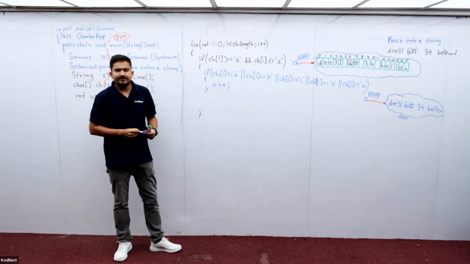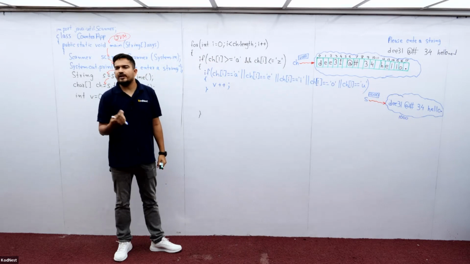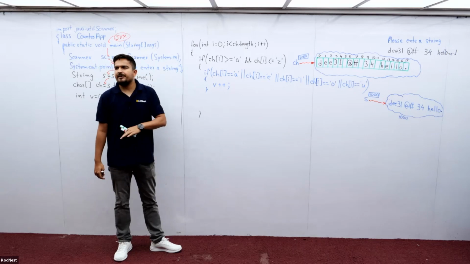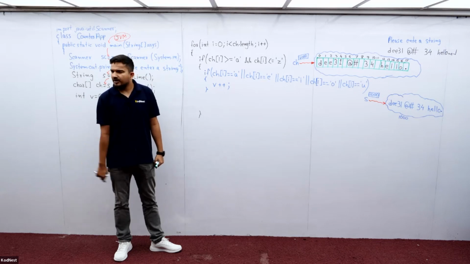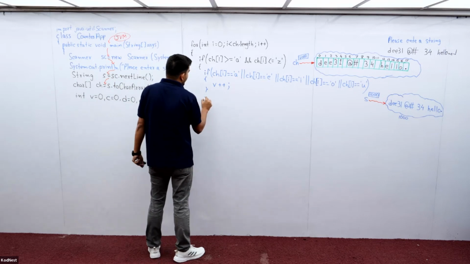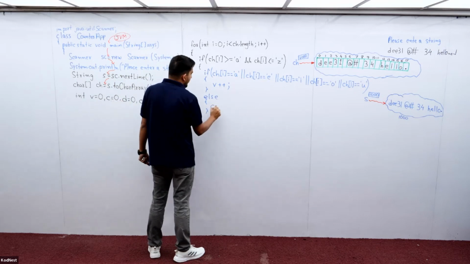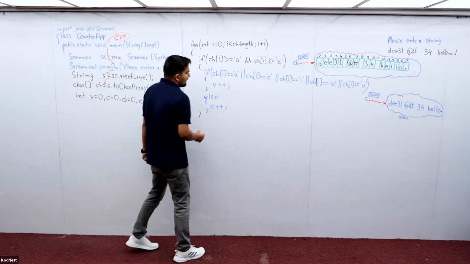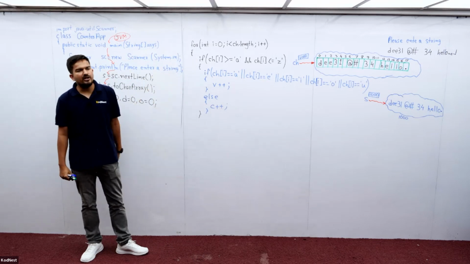Else, if something is an alphabet but not a vowel, what will that be? That will be a consonant. That means if something is between A to Z, but it is not A, E, I, O, U, that means it is not a vowel. If an alphabet is not a vowel, it will be a consonant. So what I am going to do is, I will say else, whose value are we going to increase? Consonant's value, that means we are going to say C plus plus. Okay, so we have taken care of 2 things. We have taken care of the vowels, we have taken care of the consonant.